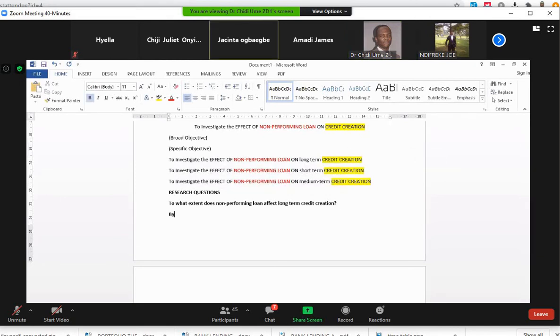And I say, by how much does non-performing loan affect short-term credit creation? Then the next one, the third one: to what degree does non-performing loan affect medium-term credit creation?